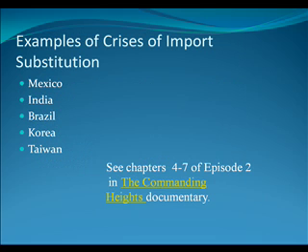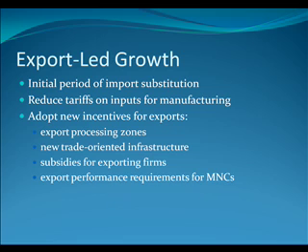So that use of state enterprises and subsidies is called the deepening of import substitution, and it has its own limits. So we have crises of import substitution at a certain point in a variety of countries: Mexico, India, Brazil, Korea, and Taiwan. And you can see some examples of this in the documentary called The Commanding Heights, which you can find if you click through.